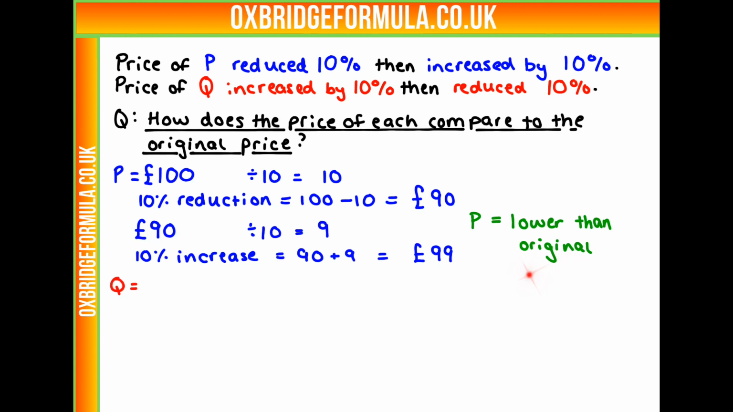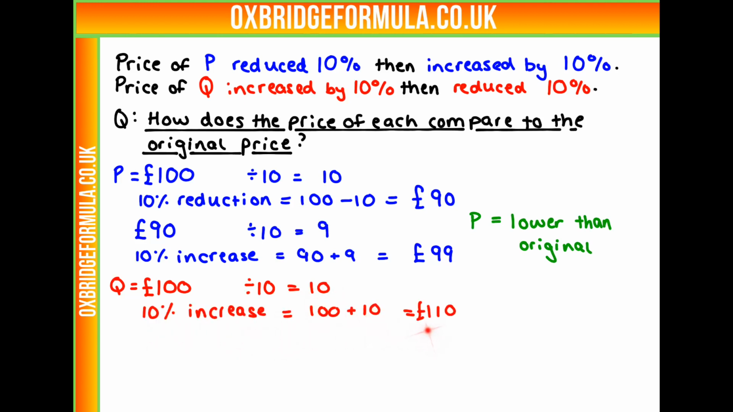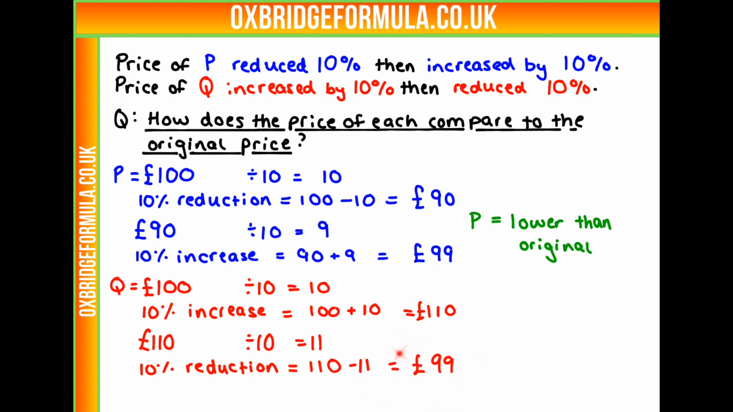If we then repeat this for Q, and again use the same price as 100, it's nice and easy, we know that 10% of that is going to be 10, so our 10% increase is going to be 100 plus 10, or £110. So that's our new value, and now we have to reduce this by 10%. So to do this, again we're going to divide it by 10 to get our 10%, which is £11. And so our 10% reduction is our new value, 110, take away our 11 to get £99.